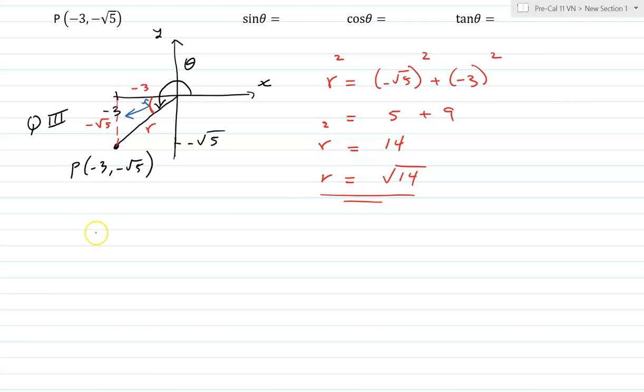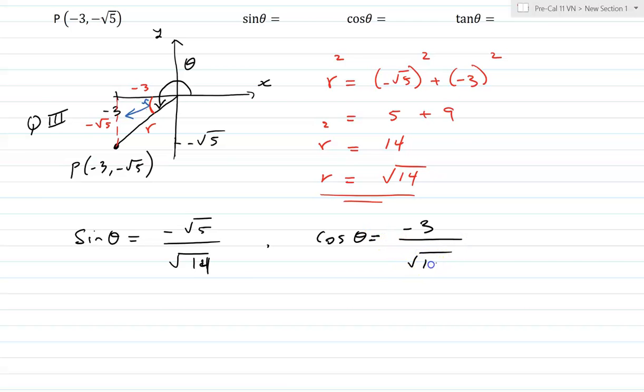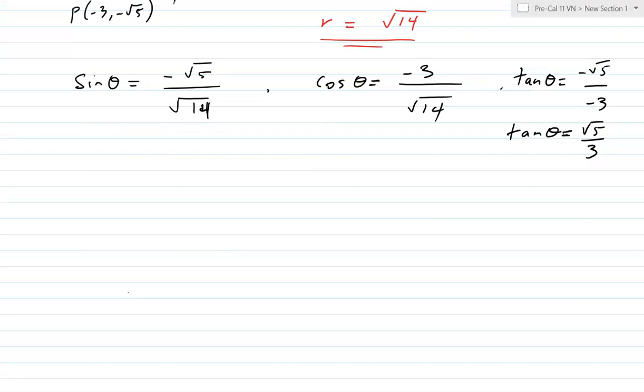Excellent. Now let's write up the ratios for each one. Sine of theta is -√5 over √14. Great. What is cos of theta? Cos of theta is adjacent, which is -3 over √14. And what is tangent? Tangent of theta is opposite, -√5 divided by -3. So tangent of theta in this case is positive √5 divided by 3, because negative divided by negative is actually positive.